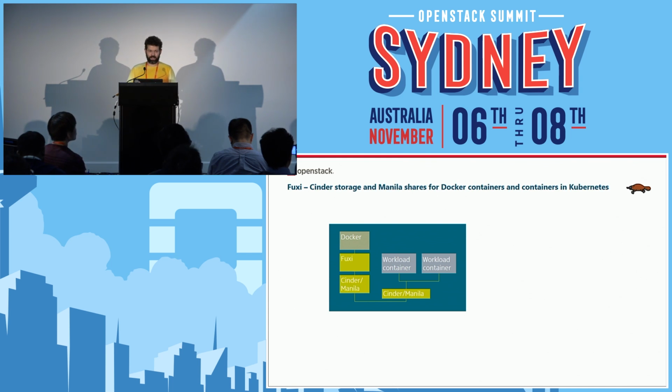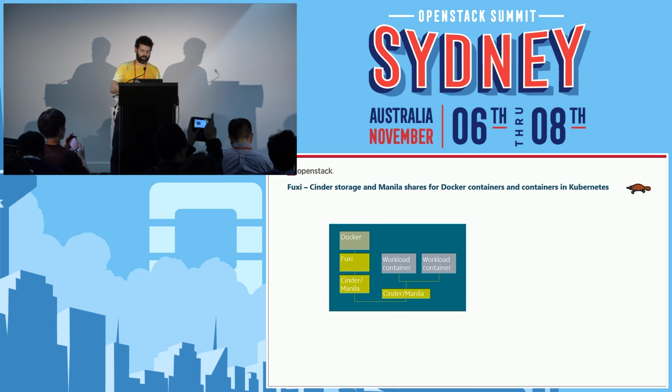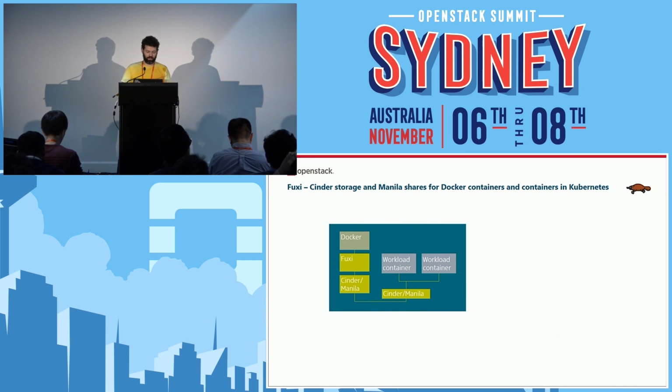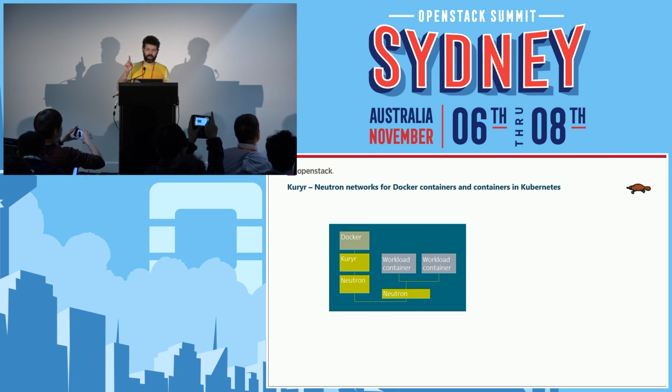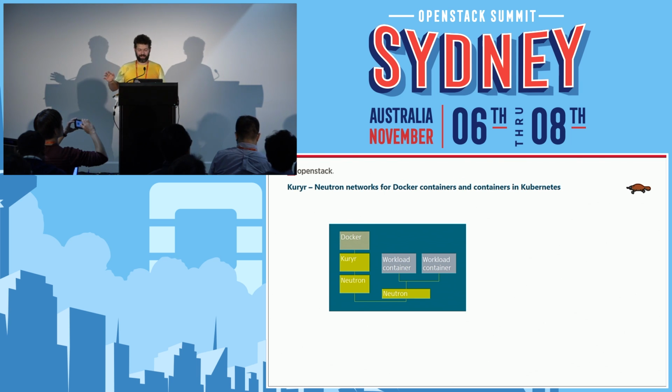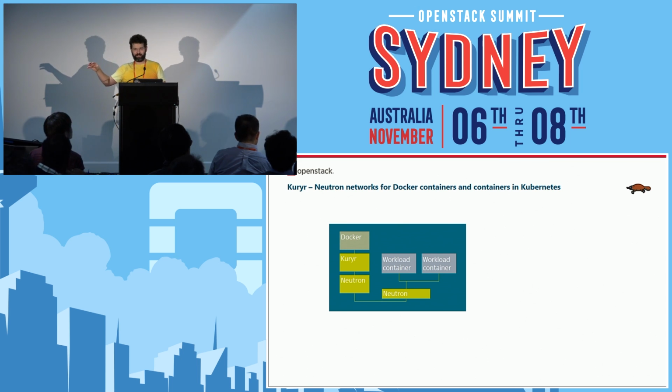And Fuxi is doing the same, but with Cinder and Manila storages, so it provides a way to use Cinder and Manila storages inside the containers. By the way, Fuxi is a sub-project of Kuryr. Also, Kuryr has a plugin or a sub-project called Kuryr Kubernetes. So containers which are started in Kubernetes can use Neutron networks.